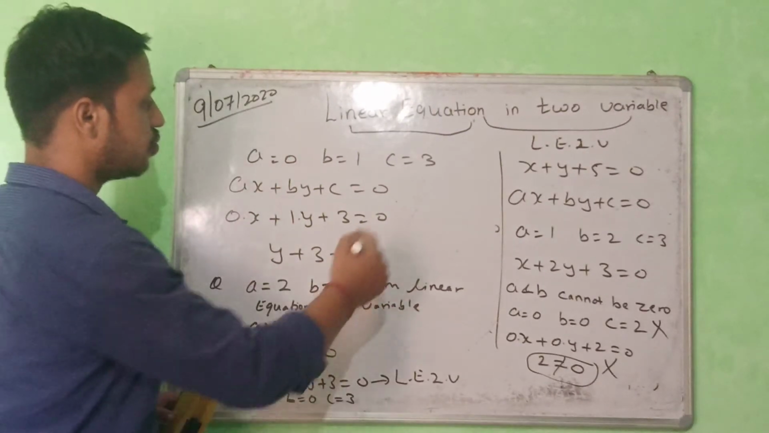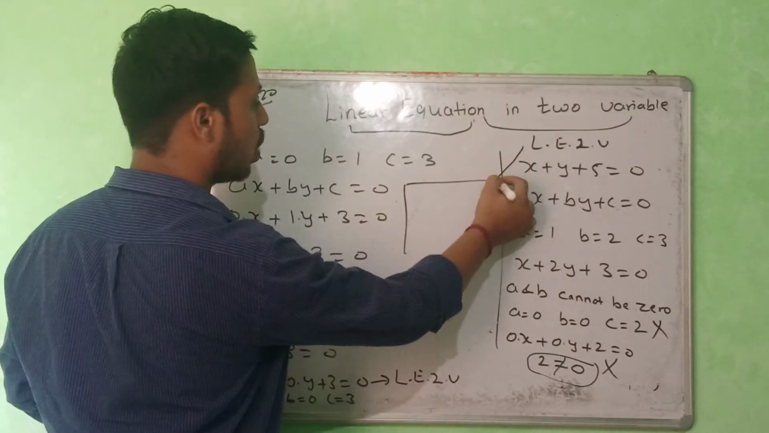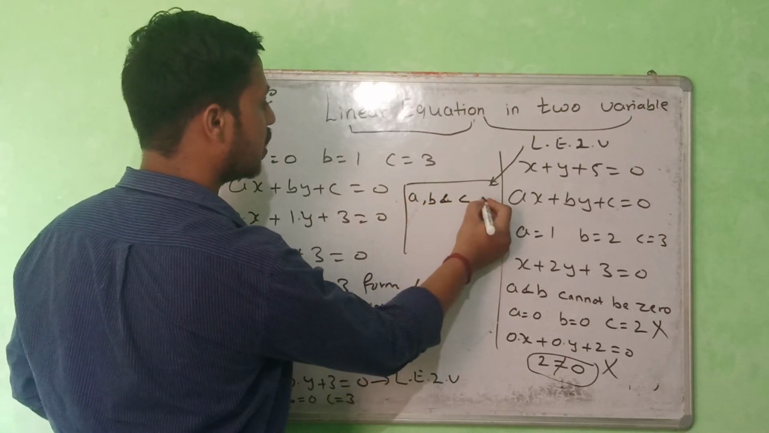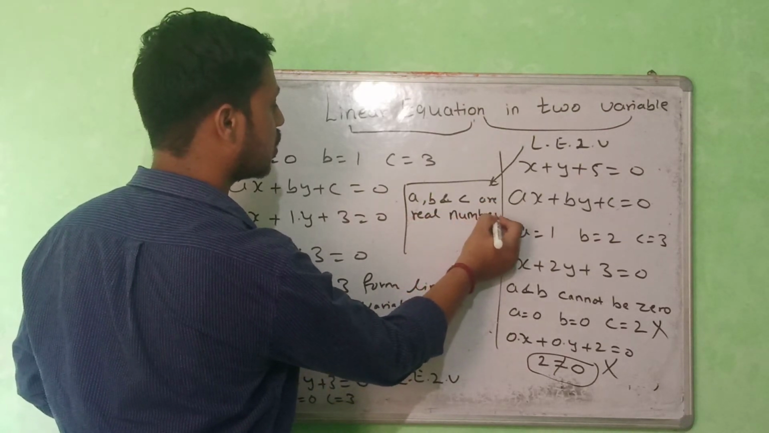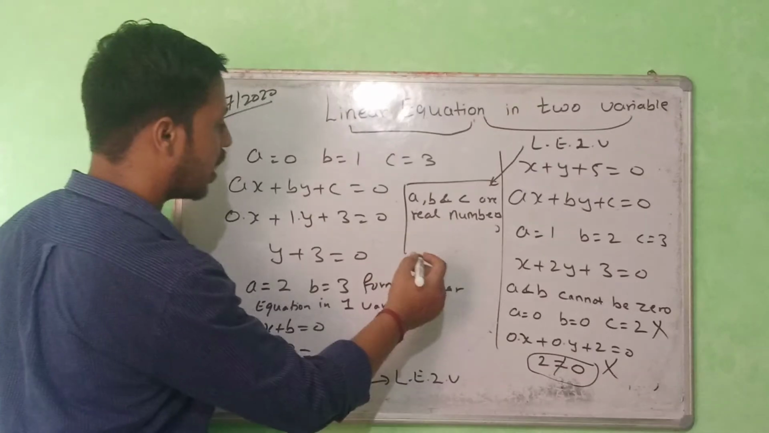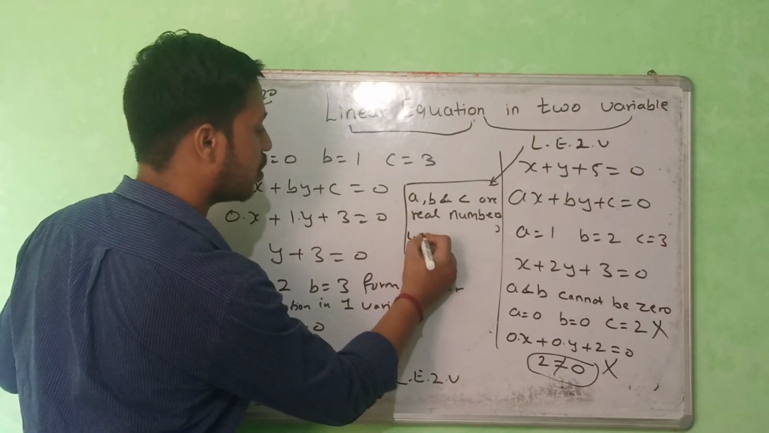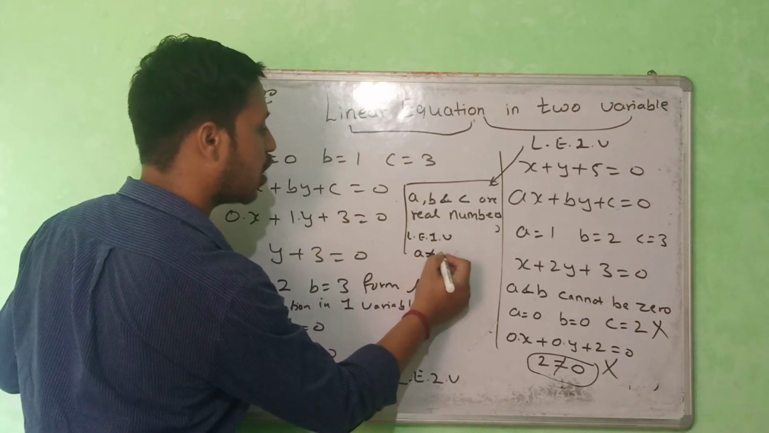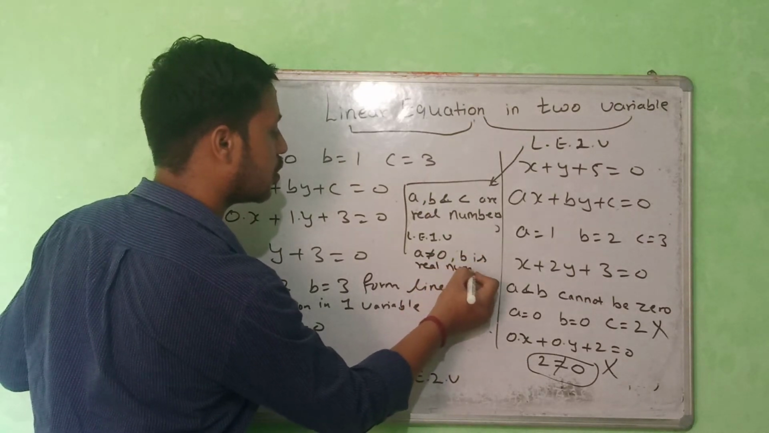One more thing. In a linear equation in two variables, a, b and c are real numbers. Clear? And in a linear equation in one variable, a cannot be equal to 0 and b is a real number.